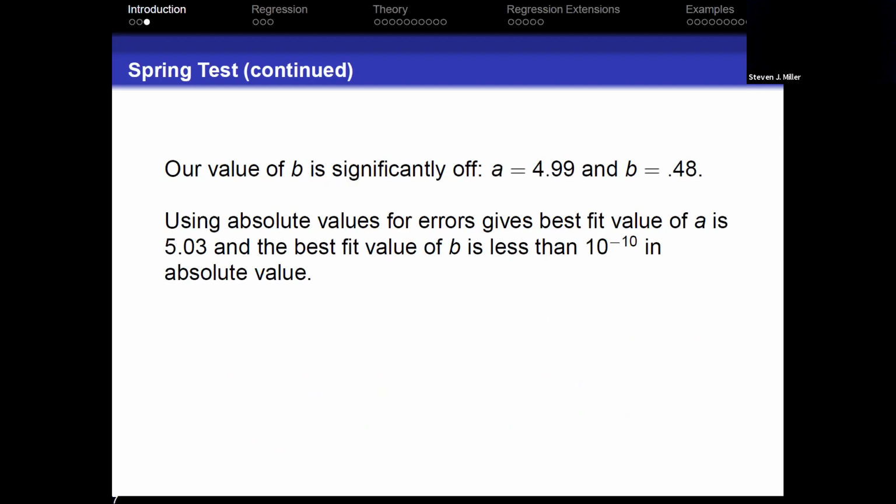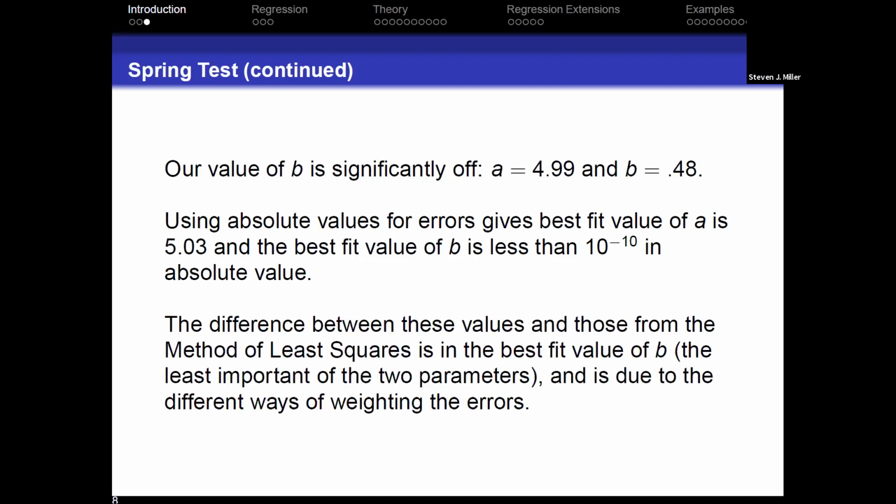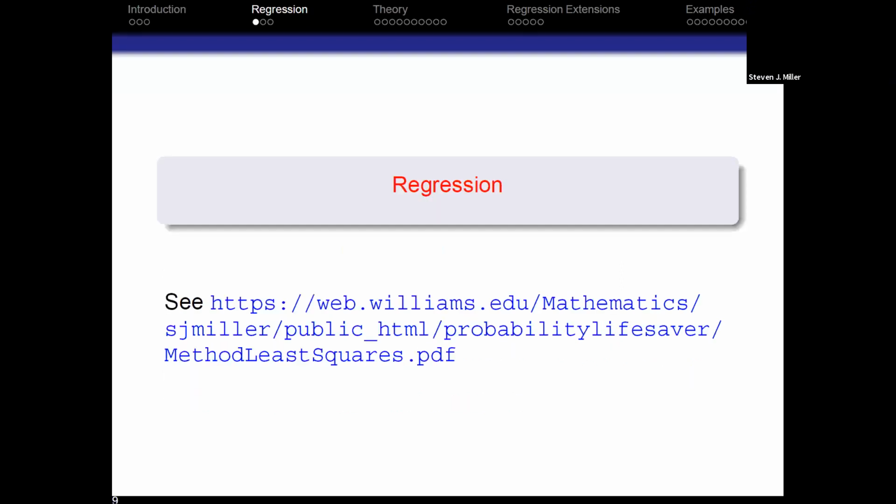If instead we used absolute values to measure errors, we would get a best fit line of 5.03 for A, and the best fit value of B is less than 10 to the minus 10. So the point of this is to just highlight the fact that there can be multiple answers to a problem, and it depends on what you want to look at. So the difference, as I said, is coming from how we are going to weigh the errors. And we will discuss this in great detail very, very soon.